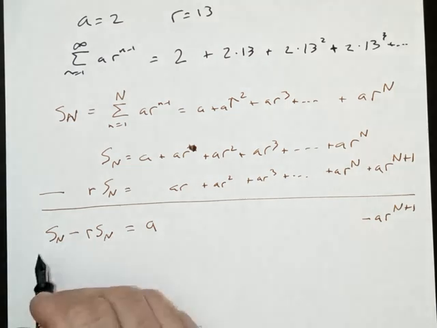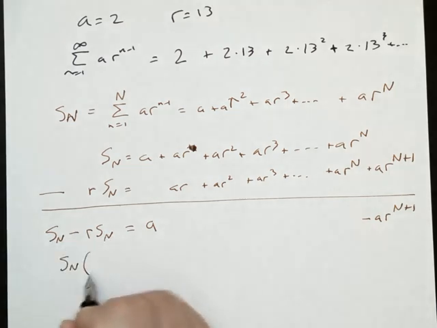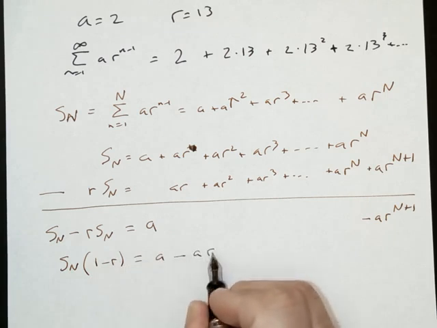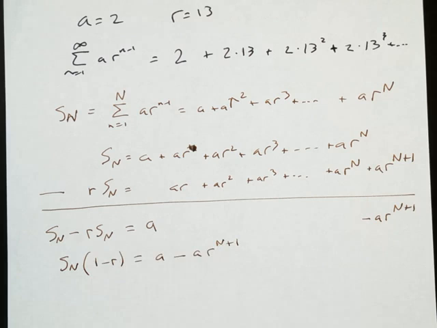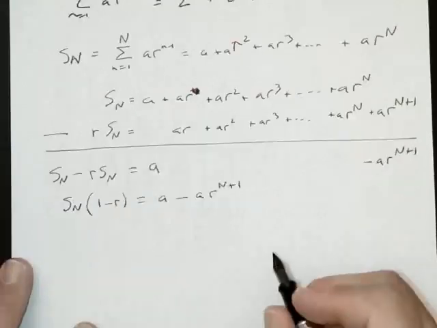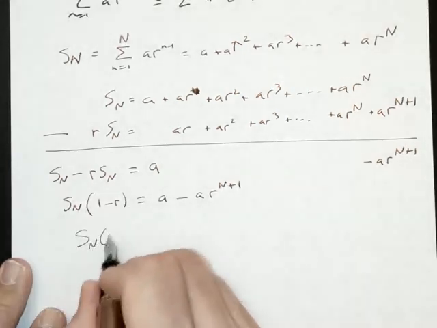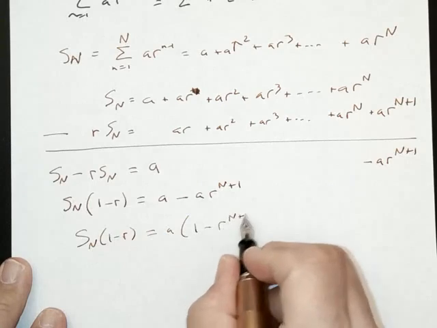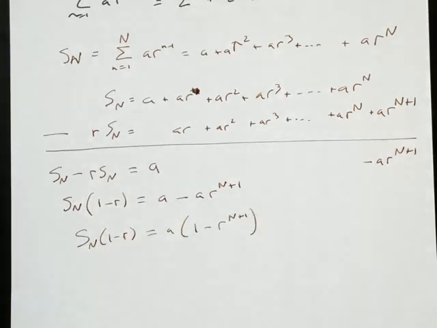There's an S capital N on both of these terms. Oh, and on the right-hand side, there's an A in both of those terms. Holy crap, wait a minute, look at this. I have a formula for S capital N. As long as R is not 1, I can divide.